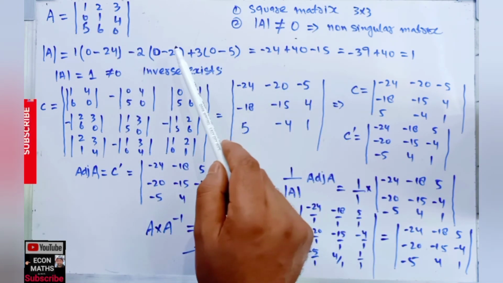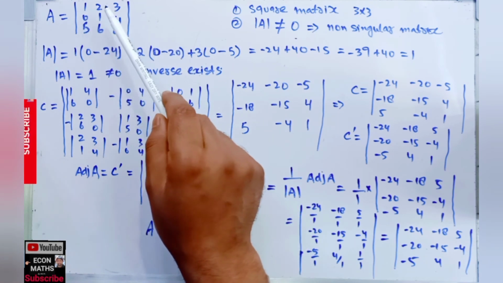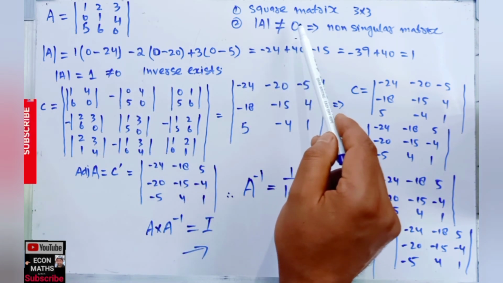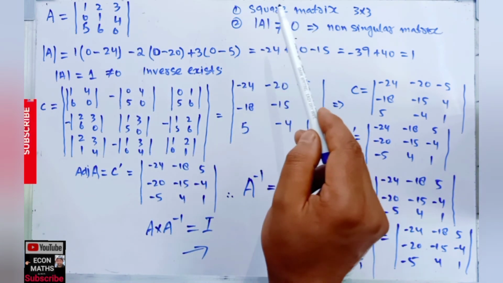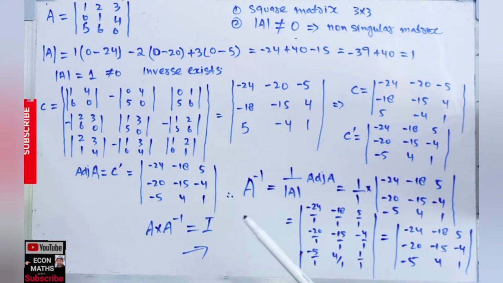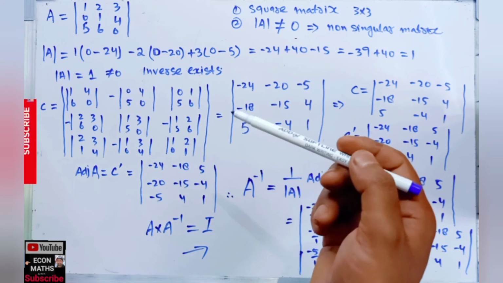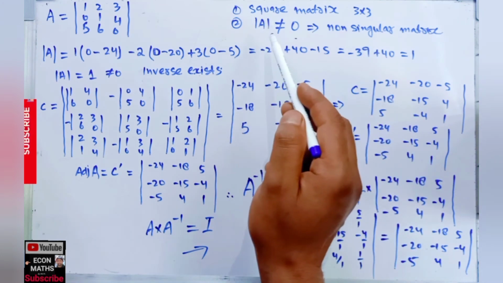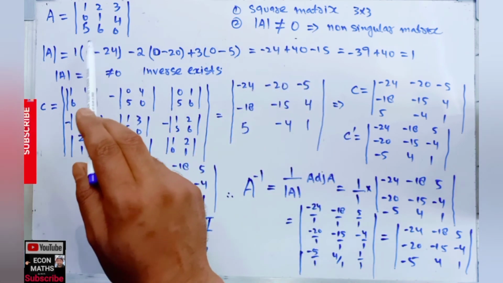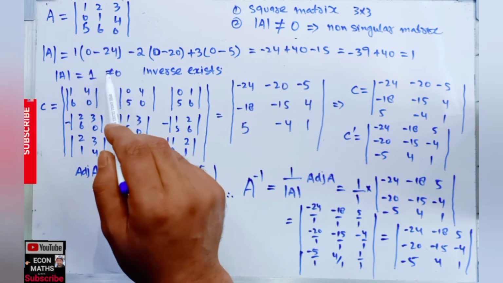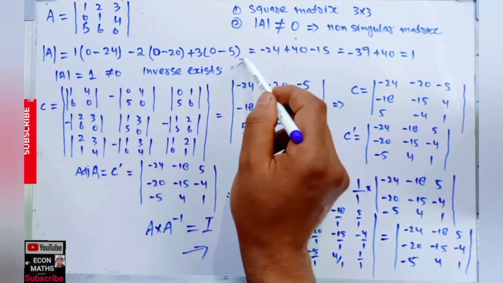The second condition was that the determinant of the given matrix must not be equal to 0. That is, the given matrix must be a non-singular matrix. A matrix whose determinant is non-zero is a non-singular matrix. Here both conditions are satisfied, because first it is a square matrix. Similarly, the determinant is 1, which is not equal to 0, so the inverse exists.